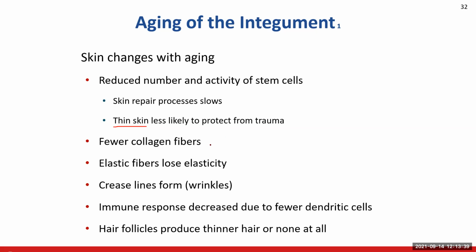So if we have less collagen, our skin is not as strong. If we see less elastic fibers, our skin is not as elastic. So we'll start to see wrinkles form. And because we have fewer dendritic cells, our immune response has been diminished. That's why older people are more prone to certain types of skin cancer than younger folks.